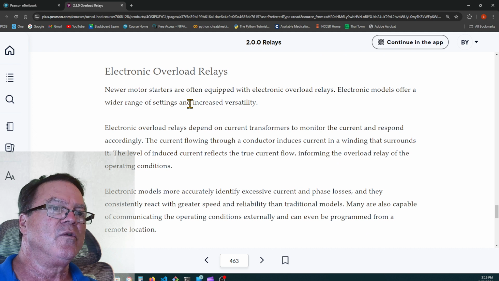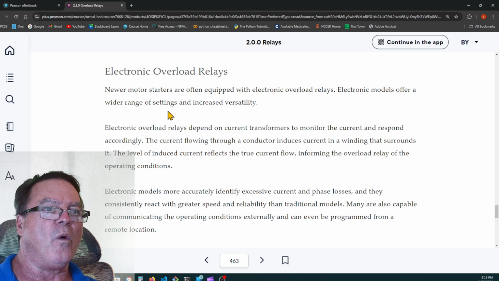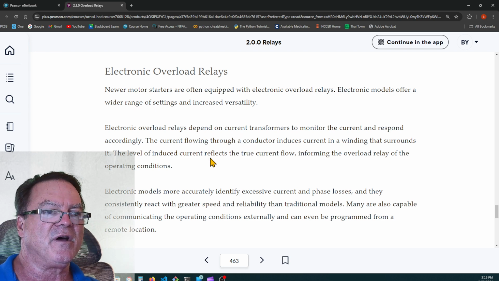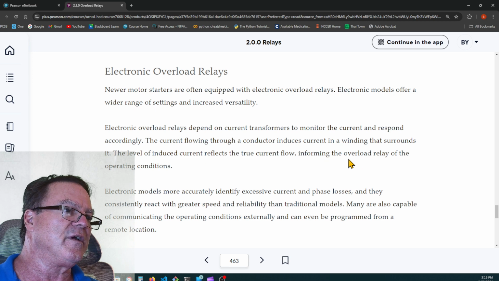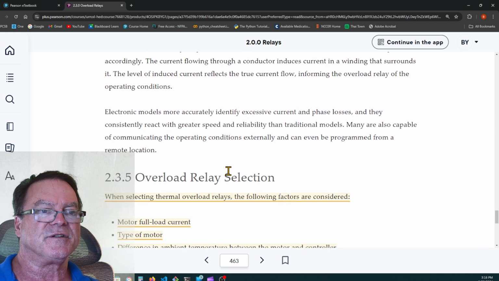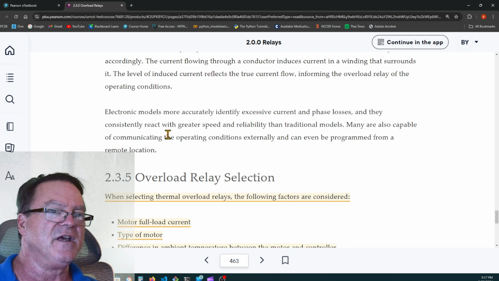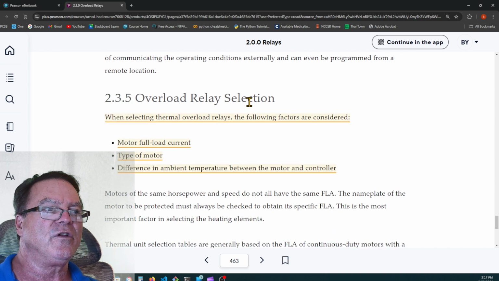Electronic overload relays. Newer motor starters are often equipped with electronic overload relays. Electronic models offer a wider range of settings and increased versatility. Electronic overload relays depend on current transformers to monitor the current and respond accordingly. Current flowing through the conductor induces current in a winding that surrounds it. The level of induced current reflects the true current flow, informing the overload relay of the operating conditions. So electronic models more accurately identify excessive current and phase losses, and they consistently react with greater speed and reliability than traditional models.